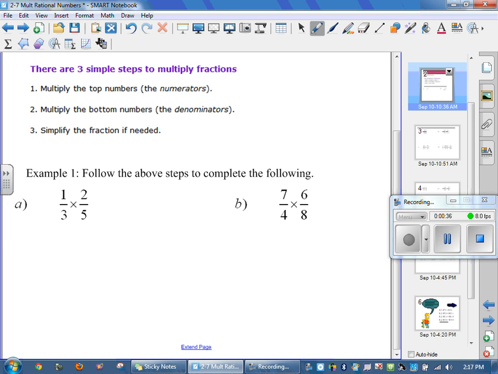So we're going to take the tops and multiply them. And we're going to take the bottoms and multiply them. So now I'm going to get 2 over 15. And I check and see, is that going lower? No, it doesn't. Because 15 doesn't divide by 2. So 2 over 15 is our final answer for that one.